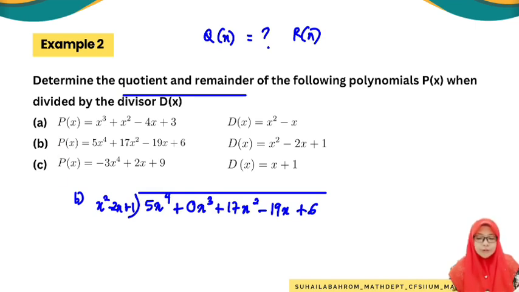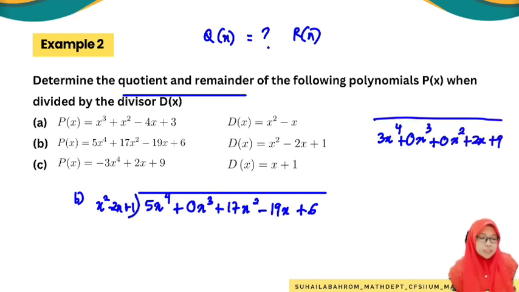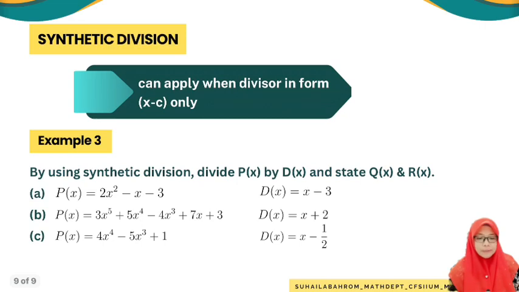And then for part C, we also have a missing term, so we have to write it as 3x power 4 plus 0x cubed plus 0x squared plus 2x plus 9, divided by x plus 1. So you have to put 0x cubed and 0x squared, otherwise you will be subtracting between different degrees of x. Okay, so I want you to proceed with example 2, A, B, C. We'll discuss in class.